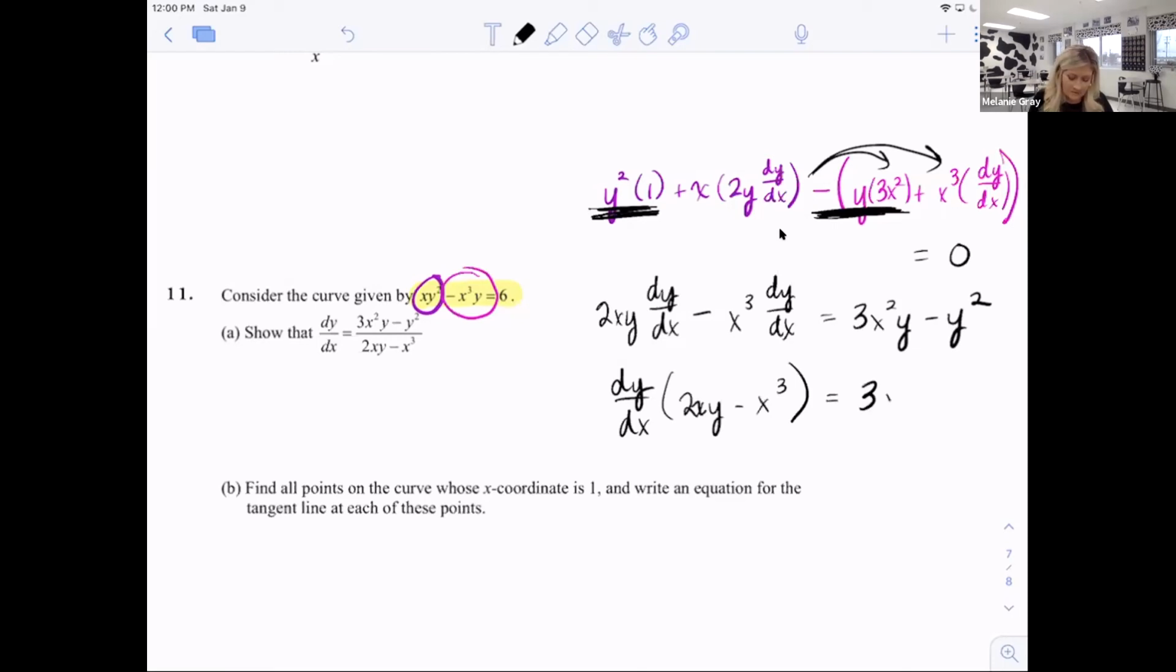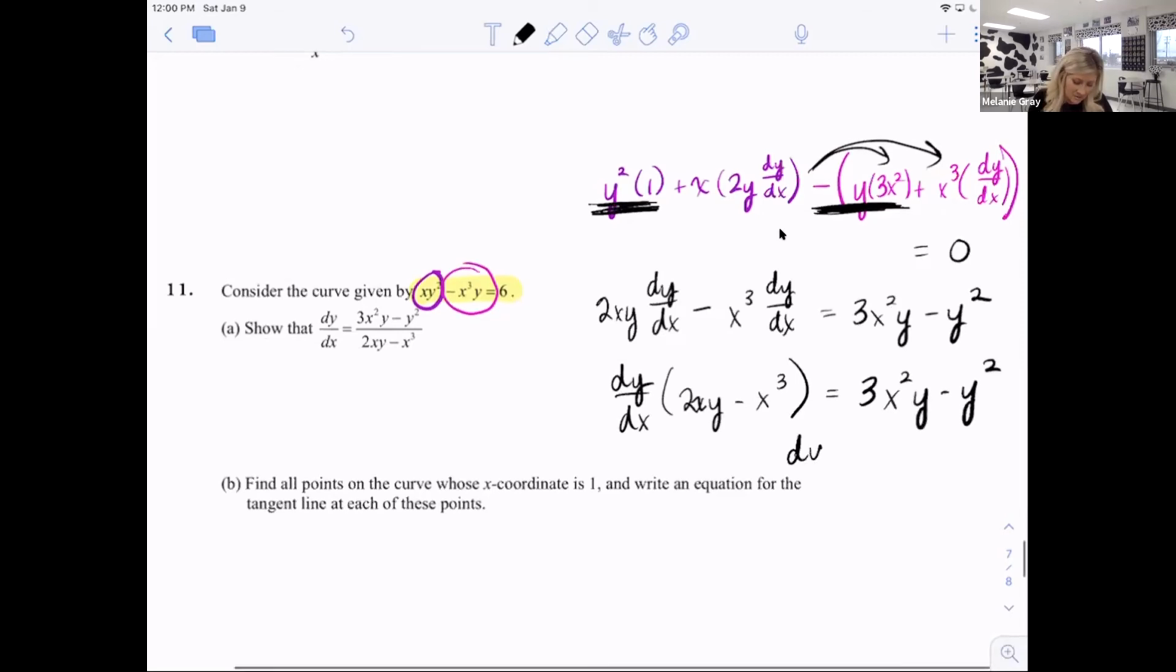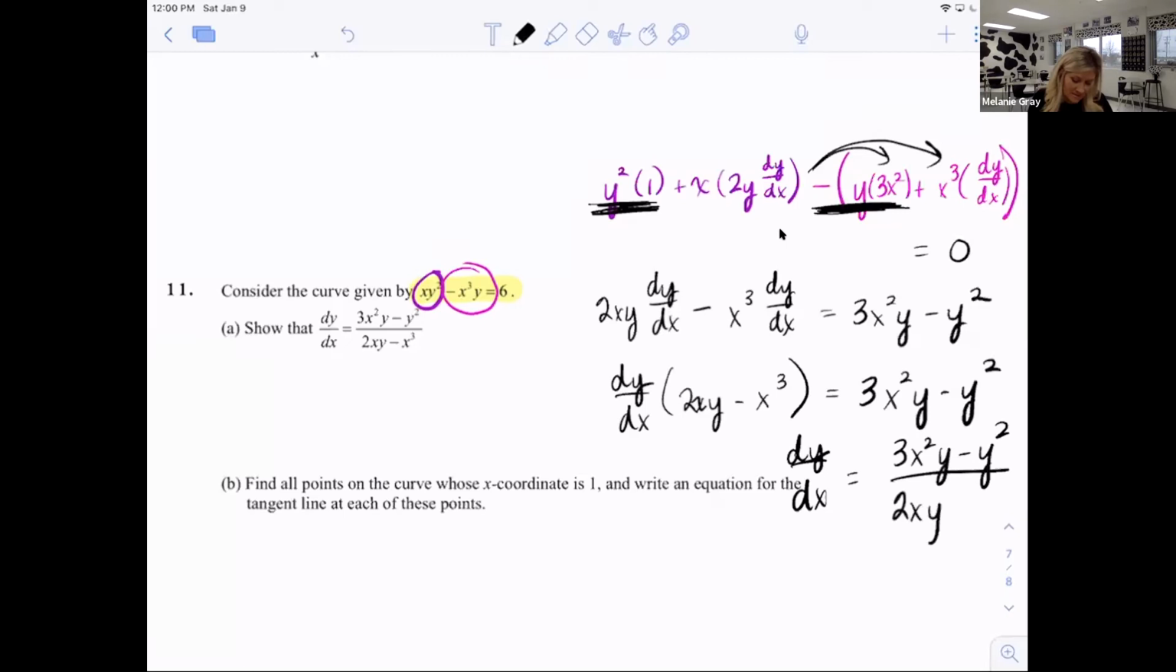And then when you divide both sides by that parenthesis, you will see that you get exactly what it was asking you for. It was asking you to show that dy by dx is equal to that expression.